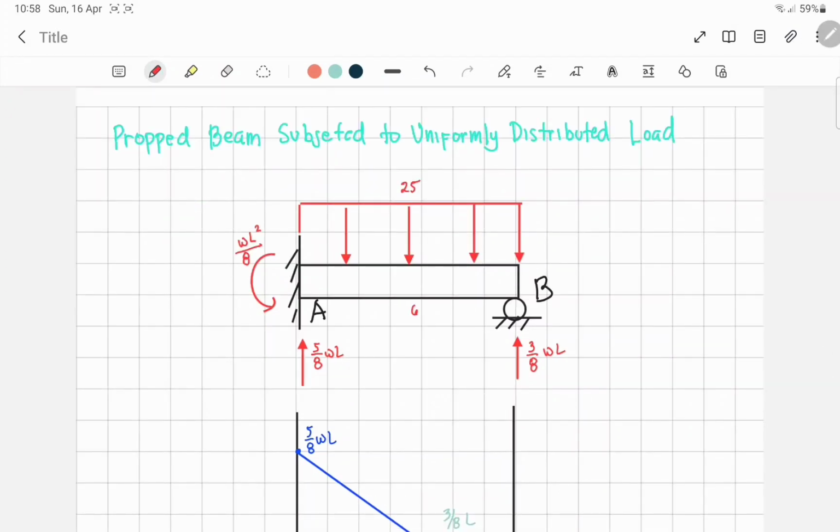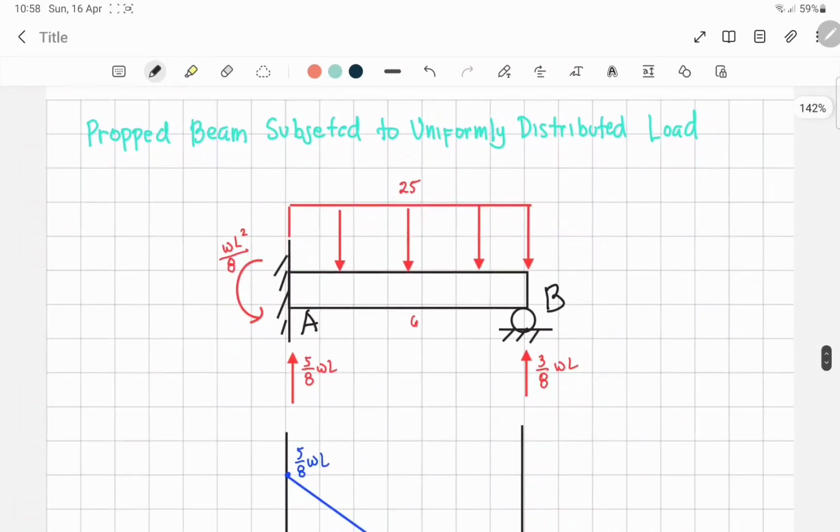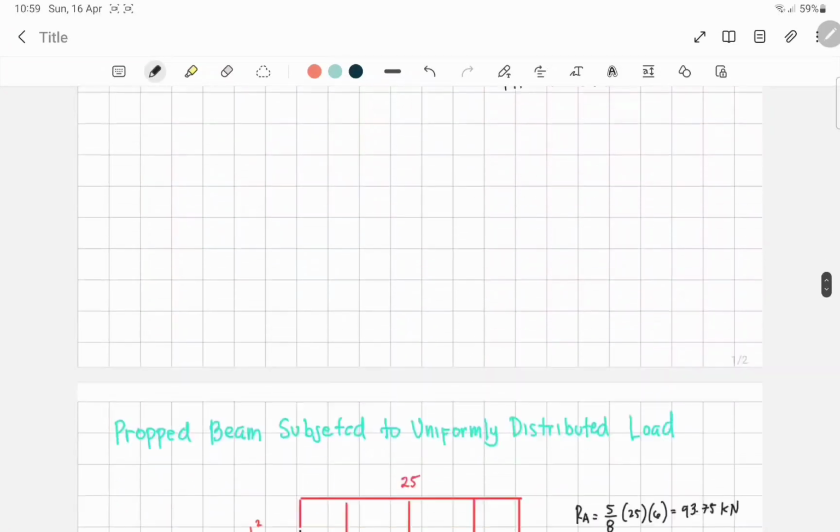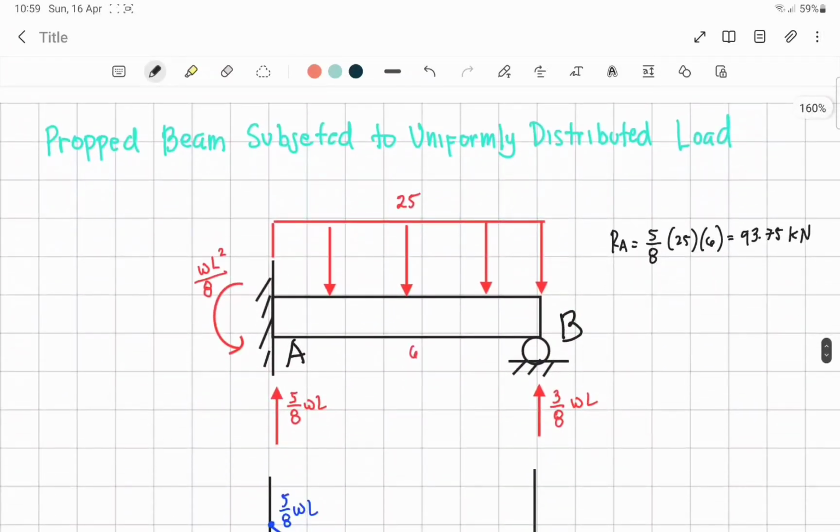So, ayan yung ating loadings. Okay? 25 na uniform load and the length. So, solving the reaction at A using this formula, 5 over 8 times 25 times 6 is equal to 93.75 kilonewton. Check natin kung tama. So, RA, 93.75. So, tama for our reaction at A.